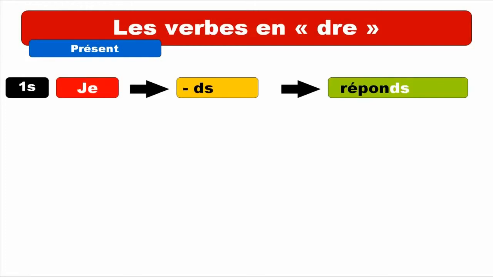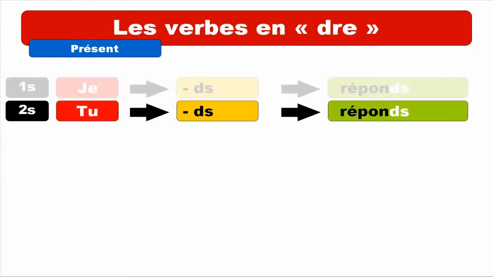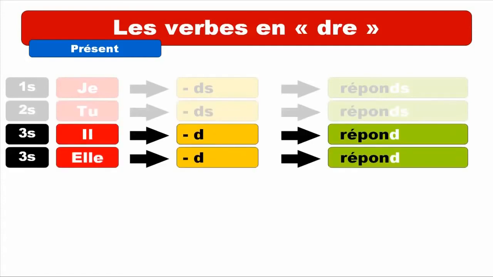Repeat. Je réponds. The funny thing is that you've got to write this DS, but as usual in French, you don't pronounce it. So it's réponds. Repeat. The second form is tu, and it's DS as well, so it's the same form: tu réponds. Repeat. Tu réponds. Same thing, you don't pronounce the DS at the end. Il and elle, so masculine form and feminine form.